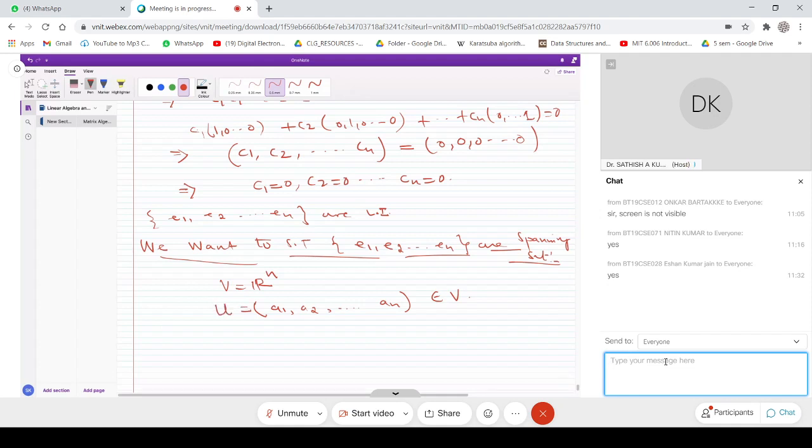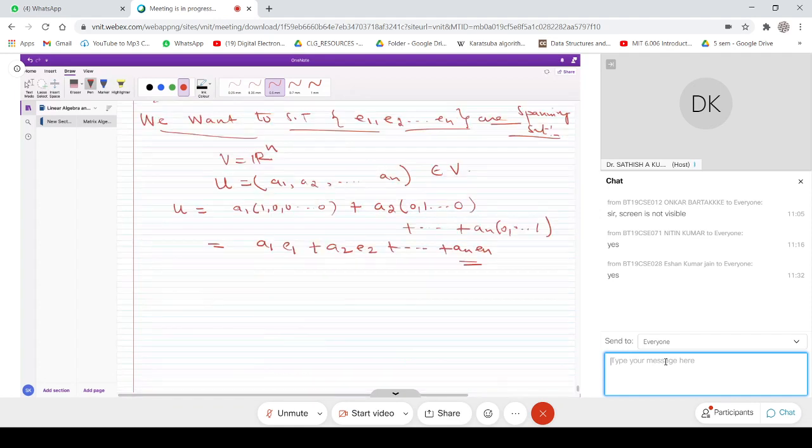U is equal to A1, A2, etc., An. Now I have to check U. U is nothing but A1 times (1, 0, etc., 0), plus A2 times (0, 1, etc., 0), plus etc., plus An times (0, 0, etc., 1). So this is nothing but A1, and it is very obvious because the rest of the values are 0, and similarly A2, the rest of the values are 0. So now this is A1 e1, plus A2 e2, plus etc., plus An en. So therefore S is a spanning set.